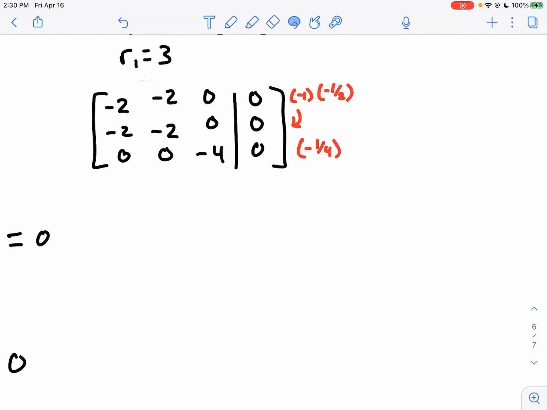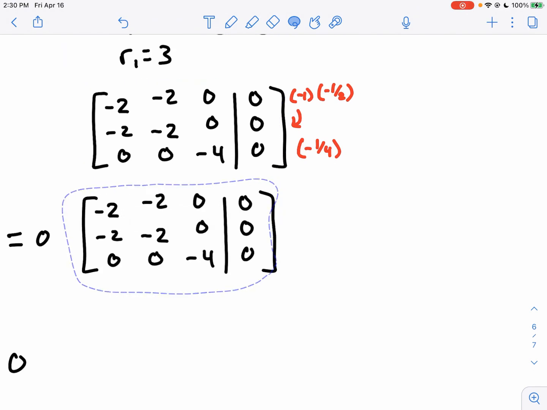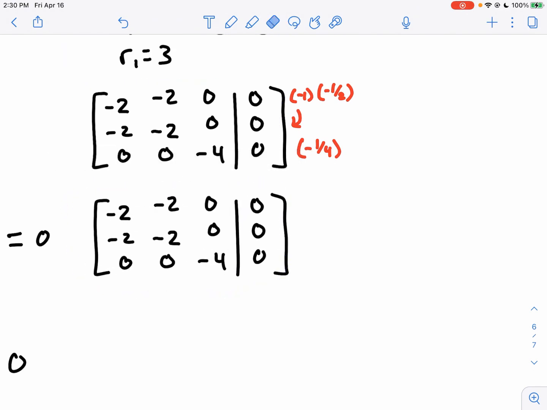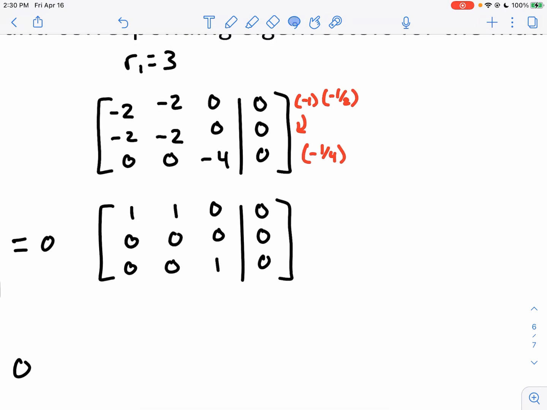That zeroes out the middle row. The top row, we then multiplied everything by -0.5, so these will become +1s. And the bottom row I multiplied by -1/4, so that'll become just a 1. Okay, and just like that, we are in reduced row echelon form.